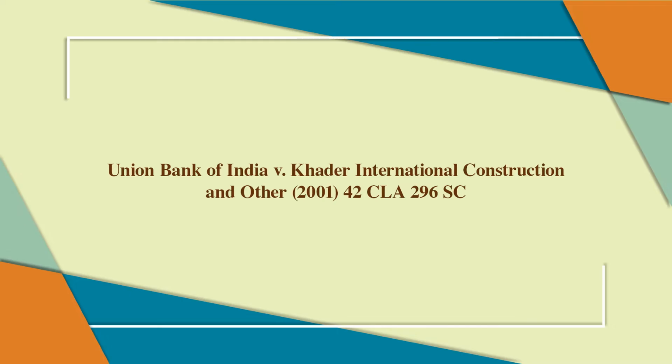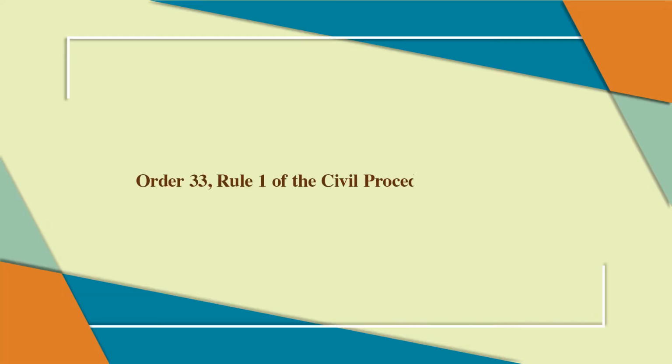In Union Bank of India versus Khadar International Constructions and others, the question which arose before the court was whether a company is entitled to sue as an indigent person under Order 33, Rule 1 of the Civil Procedure Code 1908. The aforesaid order permits persons to file suits under the code as paupers or indigent persons if they are unable to bear the cost of litigation.